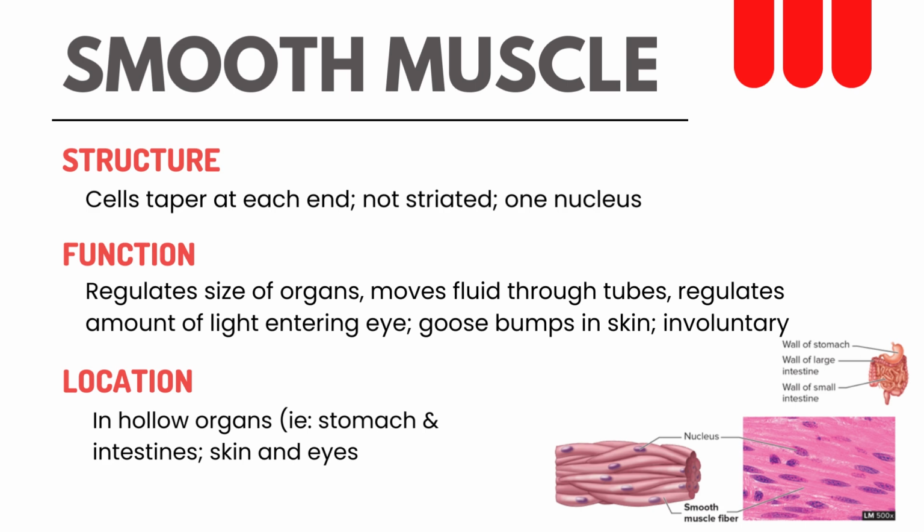Smooth muscle regulates the size of organs, moves fluid through tubes, regulates the amount of light entering the eye, provides goosebumps in the skin, and it is involuntary. Smooth muscle is found in hollow organs like the stomach and intestines, as well as the eyes and the skin.